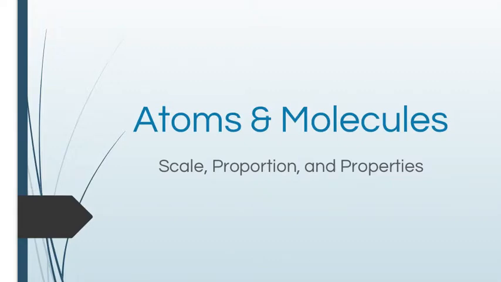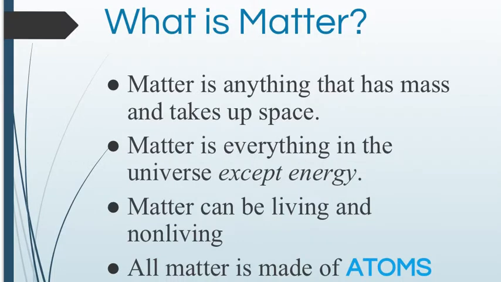Today, let's take a look at atoms and molecules, specifically identifying their scale, proportion, and properties. Just to make sure we're all on the same page, what is matter? Matter is anything that has mass and takes up space, meaning it has mass and volume. Matter is everything in the universe except energy. Matter can be living and non-living, and all matter is made of atoms at the smallest level.